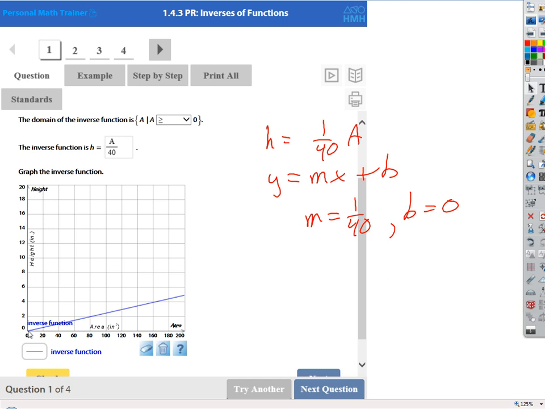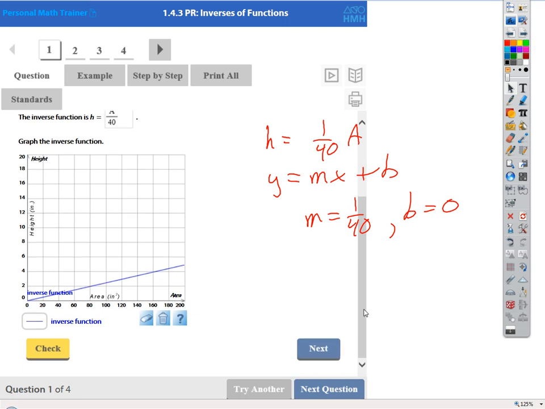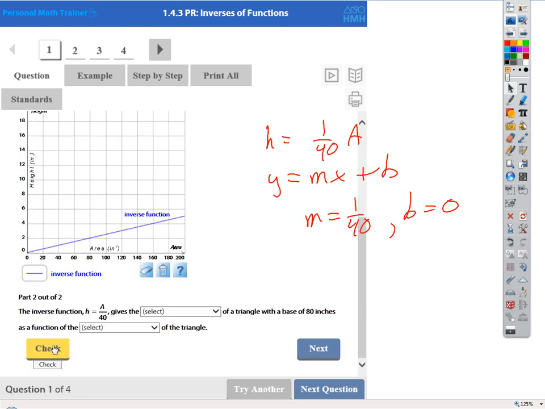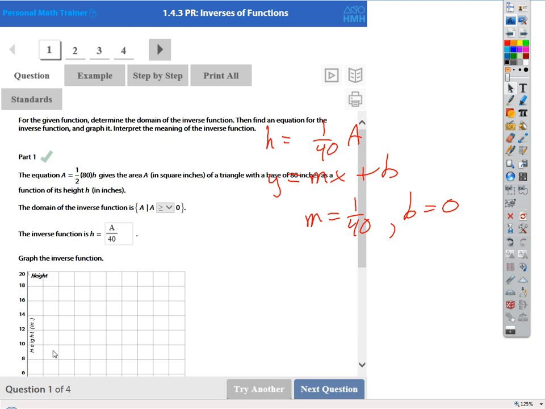And that should be right, but it seems like there were some cases where maybe it didn't always. Did it do it? Yeah, I guess it did, okay. So the inverse function, H equals A over 40, gives the height of a triangle with a base of 80 inches. So height is the output, as a function of area A, right? Because H is what we're solving for in this case. It's a function of area in square inches. Boom. Got it.